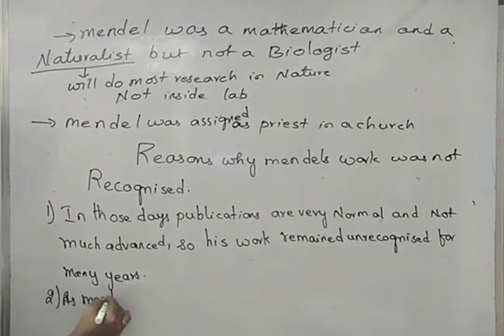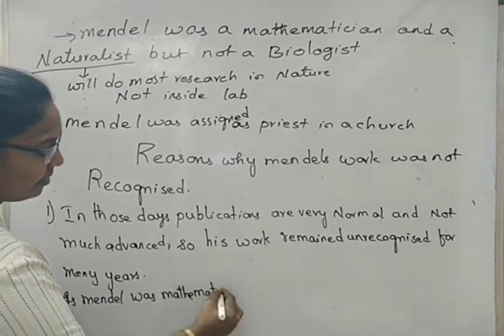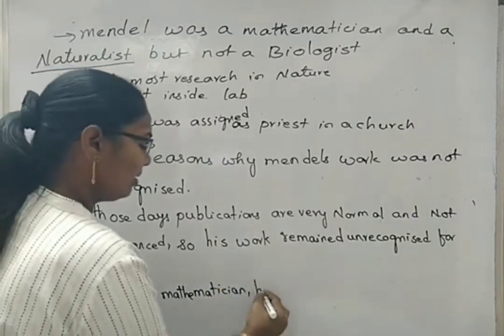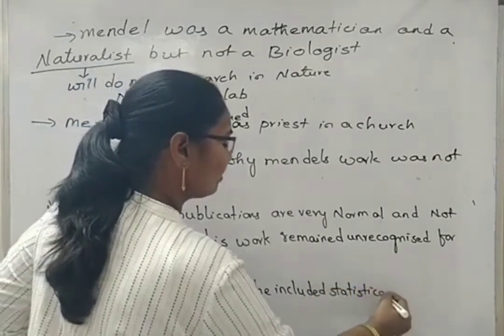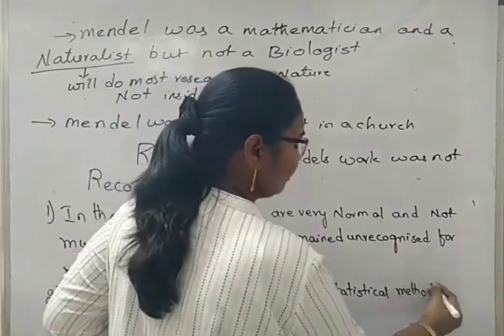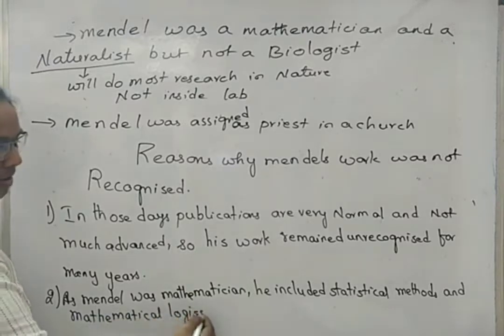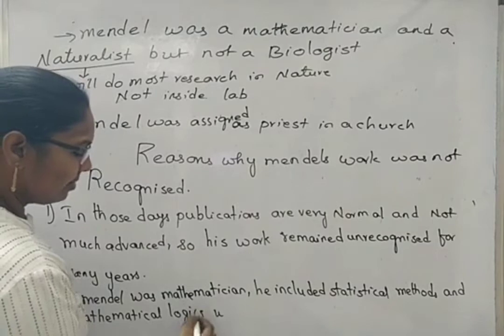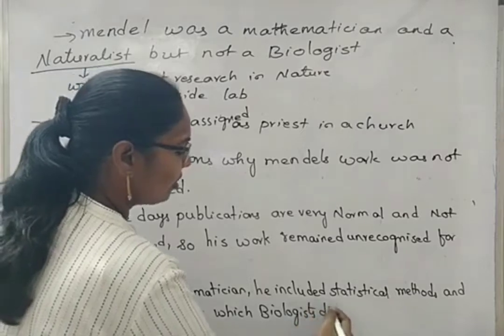As Mendel was a mathematician, he included statistical methods and we can use a term like mathematical logics, which biologists did not understand.